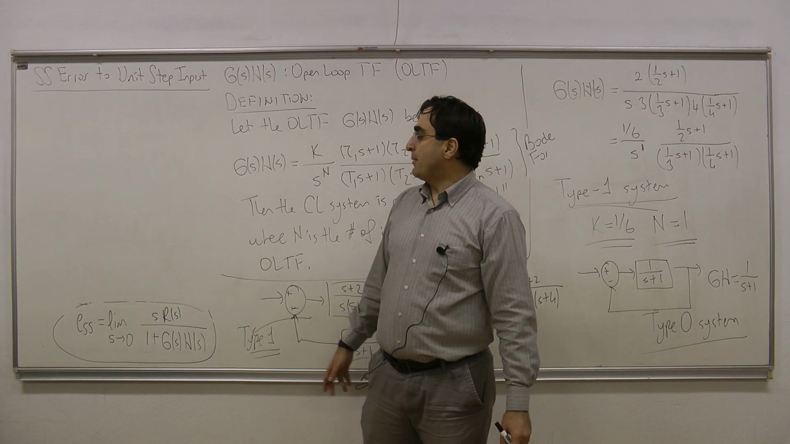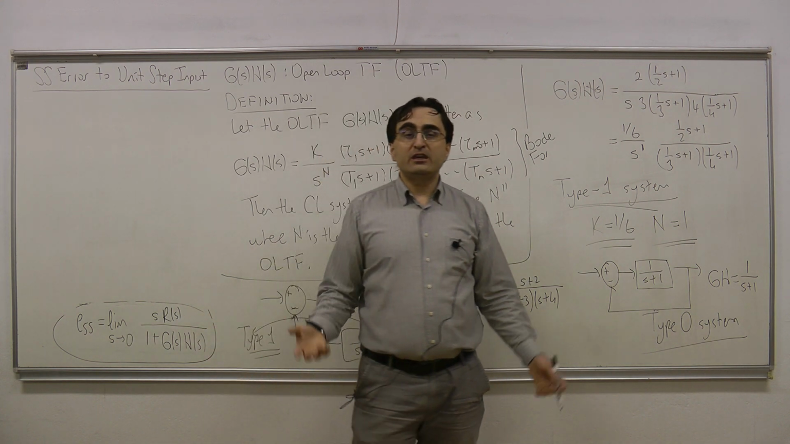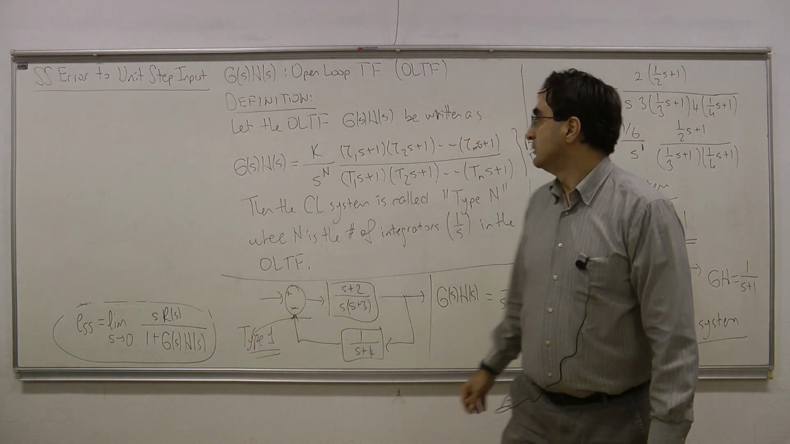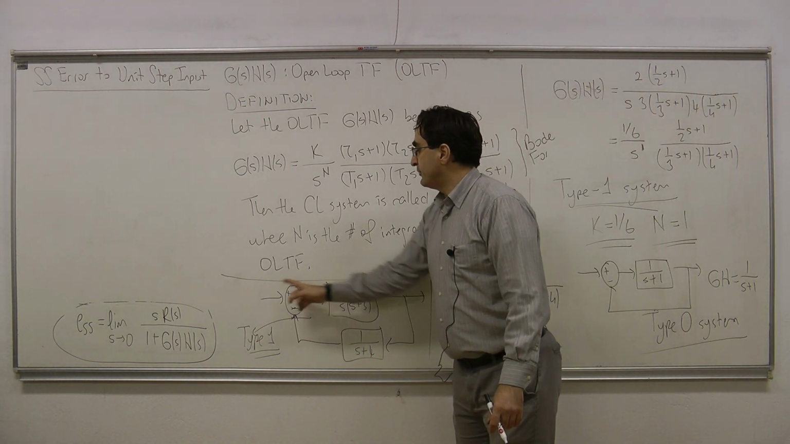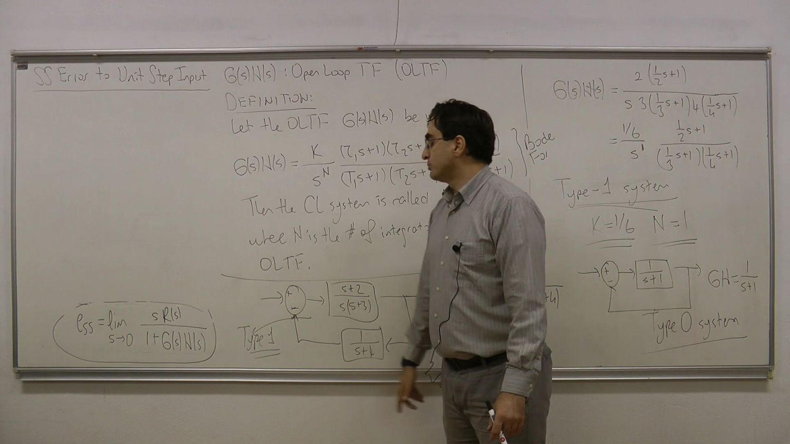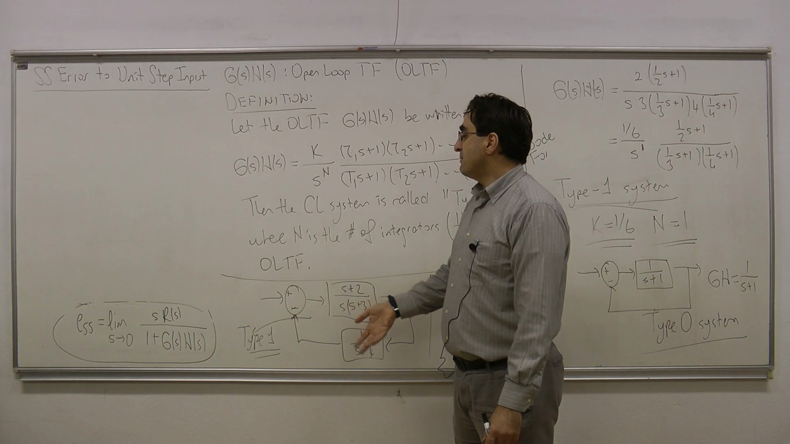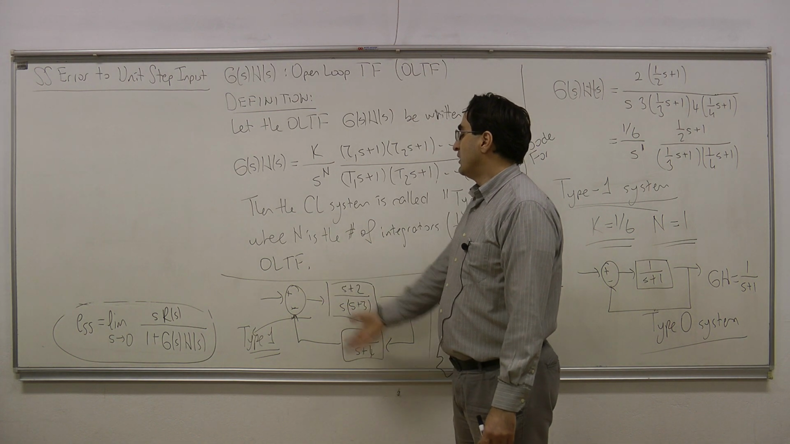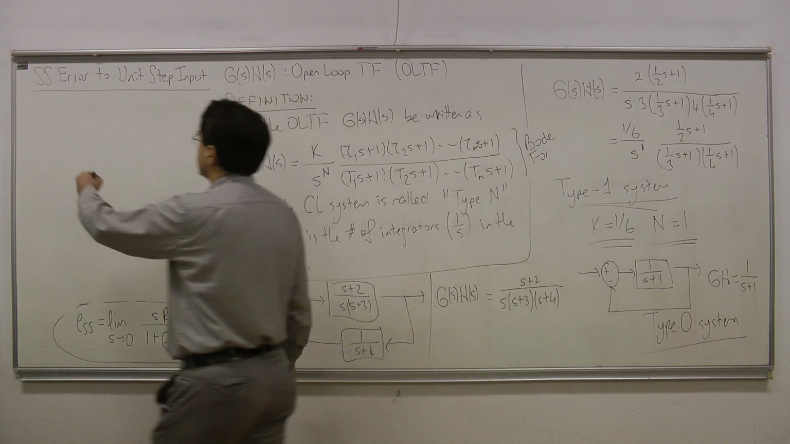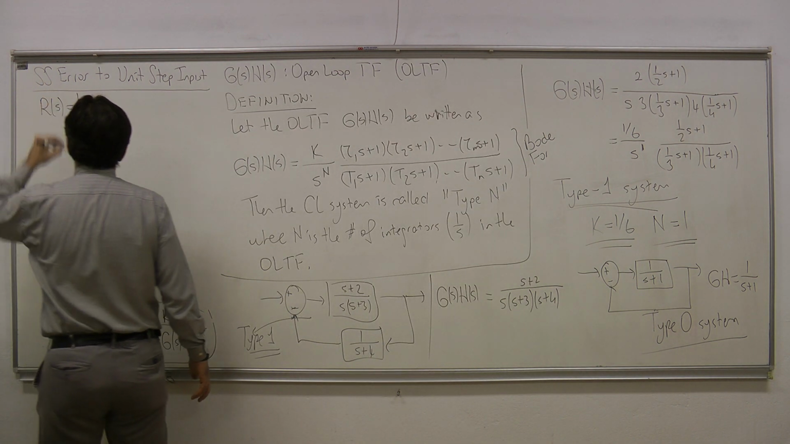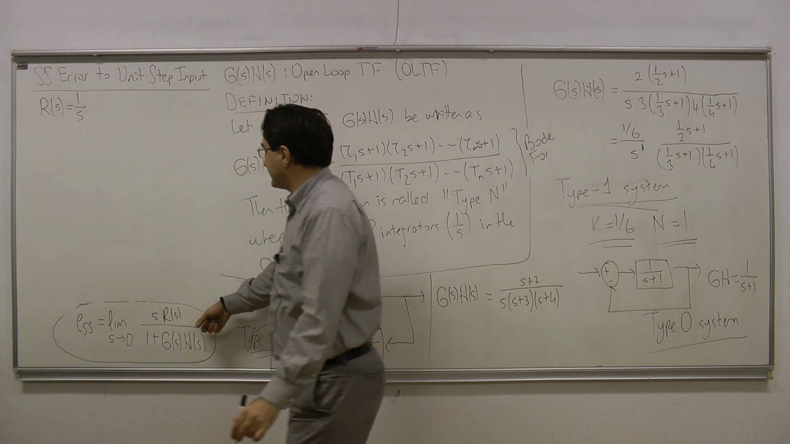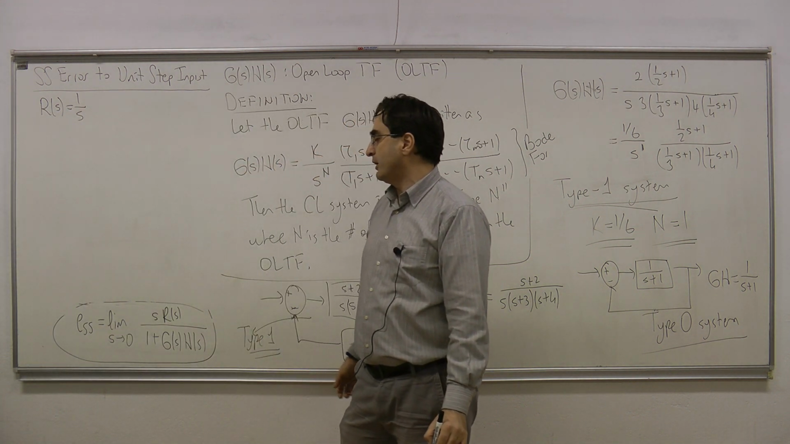Now, what would happen to R of s when we have a unit step input to the overall system? To this system, if I have r of t equal to the unit step input, then I would have just R of s equals 1 over s, which is the Laplace transform of the unit step. R of s is going to be 1 over s, and then I will substitute it into this equation.